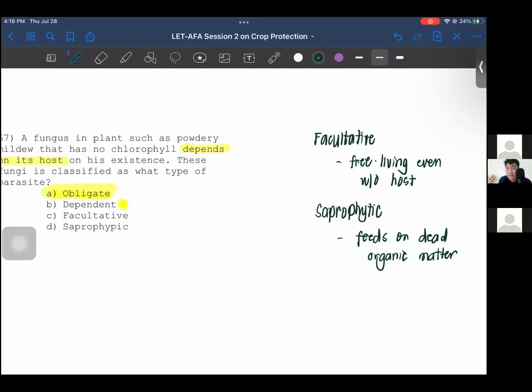Ang host pala ay kung saan tumutubo yung organism or yung damage. For example, yung sa corn kanina, tas merong smut, yung kulay black. Ang host doon is yung corn. So kapag sinabing obligate, yung organism na yon ay hindi mabubuhay kung wala yung host kasi doon siya kumukuha ng nutrient niya. Kapag sinabing facultative, pwedeng mabuhay yung disease o yung parasite kahit wala yung host. And saprophytic, these are actually on another sphere of crop protection. These are organisms that feed on dead organic matter. This is more related sa soil. Yung term na saprophytic, these are organisms that feed on dead organic matter.